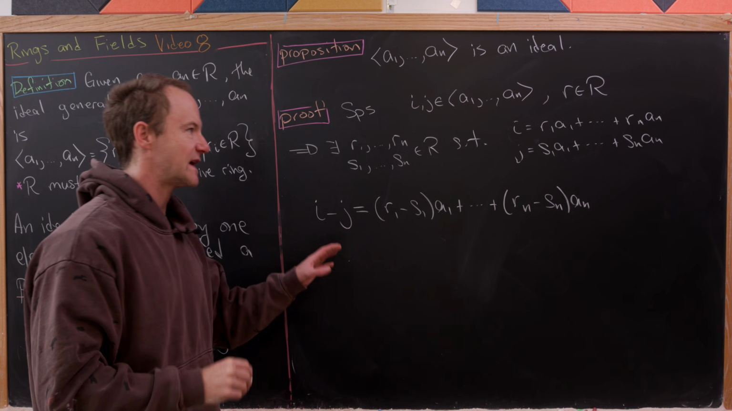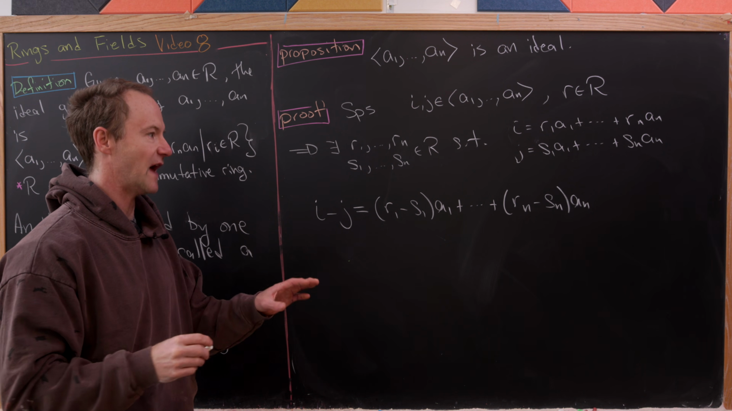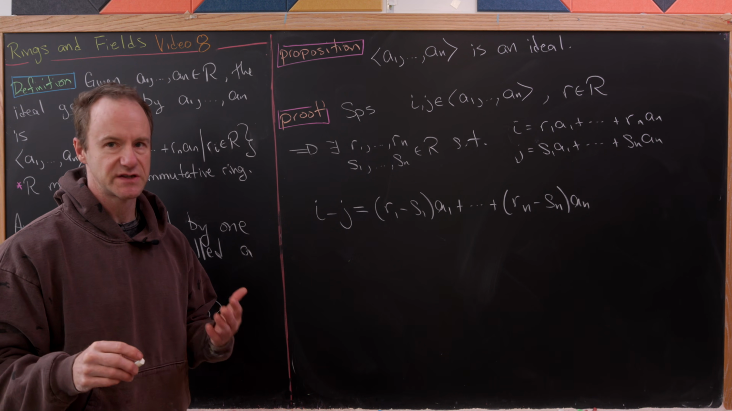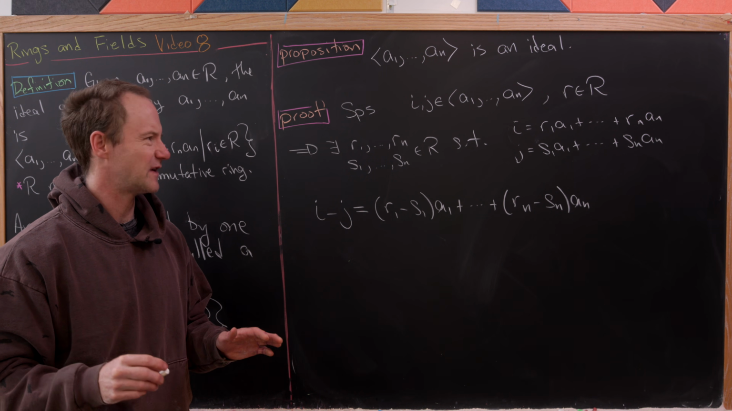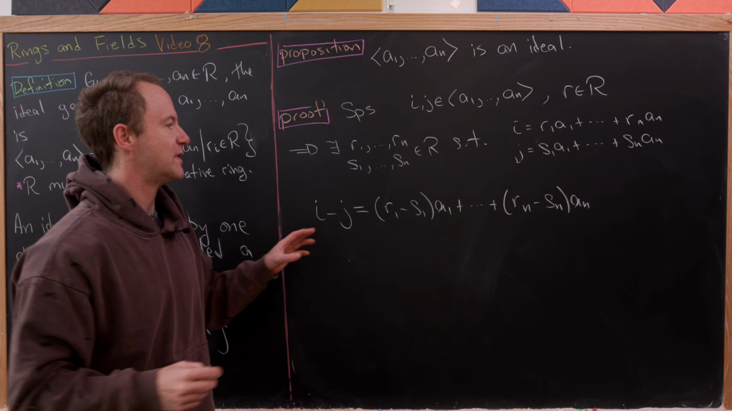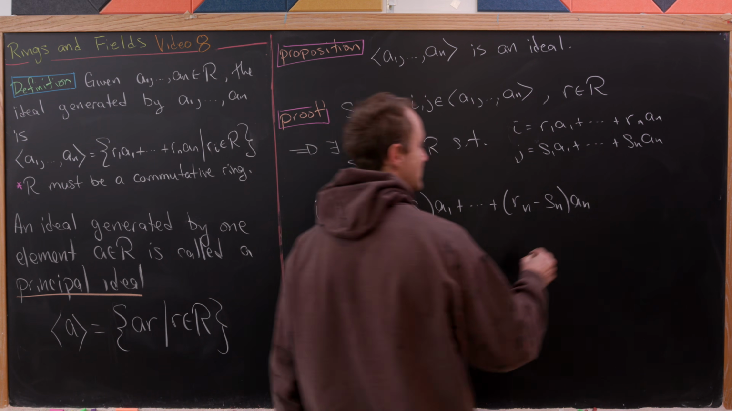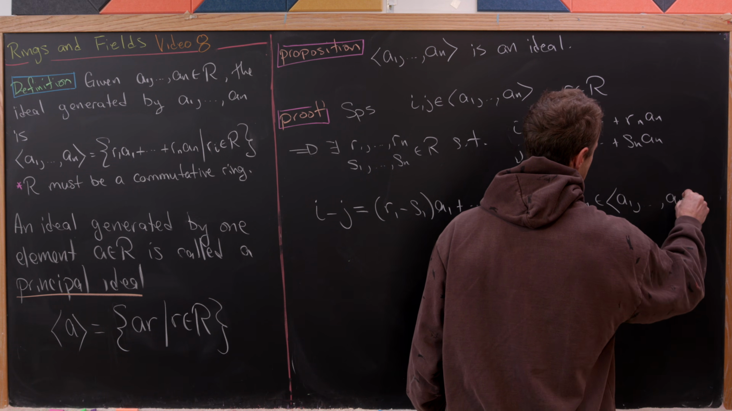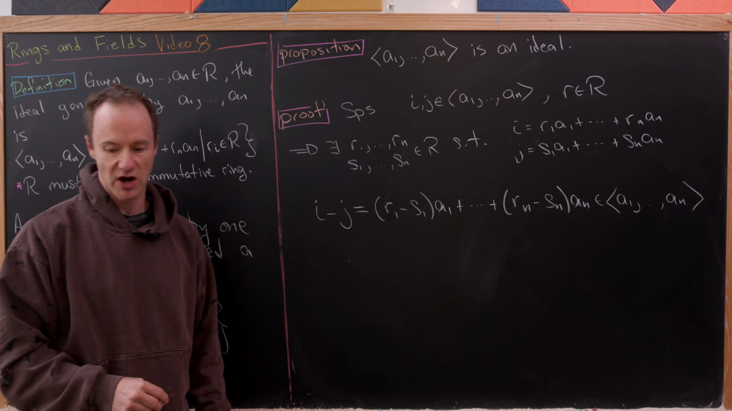And of course, what I did right there is I used the distributive rule to pull things out. I pulled the A1 out of the right-hand side in all of those terms, and I used associativity and commutativity of addition as well. But I don't think there's a ton going on there that's that confusing. Okay, but now notice that this is a combination of our A1 up to AN, meaning it's inside of this thing generated by A1 up to AN. Okay, so that means this thing is closed under subtraction.